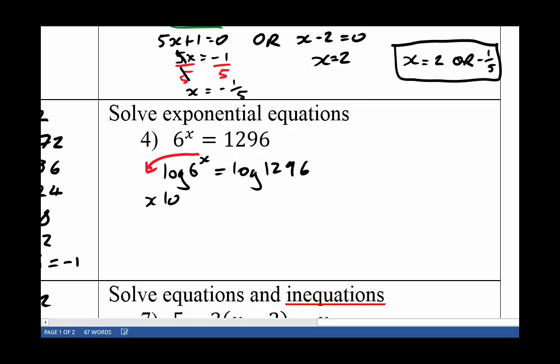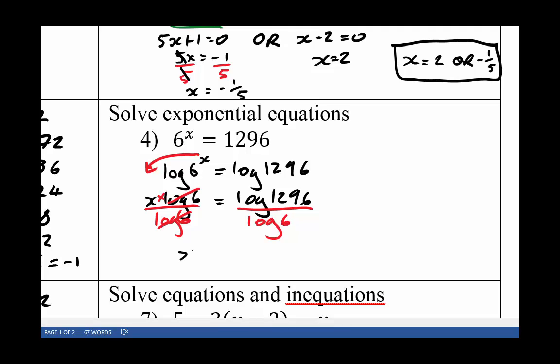So I'm going to do that now. x log 6 equals log 1296. And now I want to get to x equals something. So there's an invisible times sign here. To get rid of that log 6, I need to divide that by log 6 and that by log 6. So I'll do that now. These things here will cancel out, thank goodness, and I'm left with x equals.